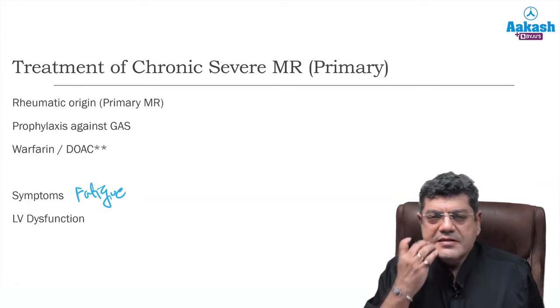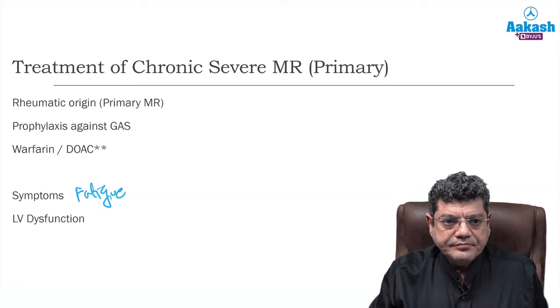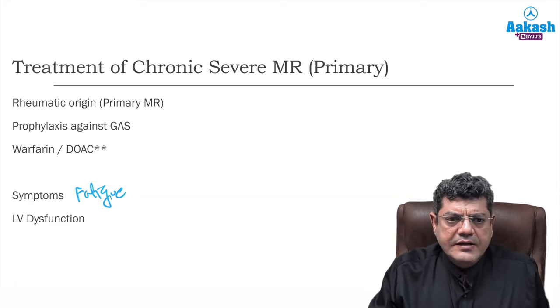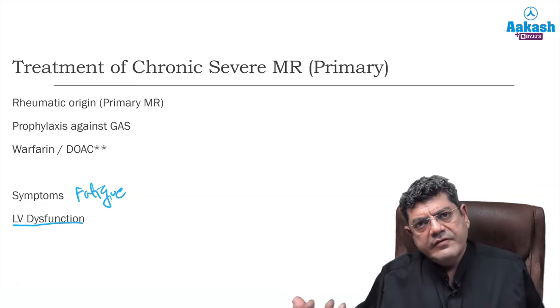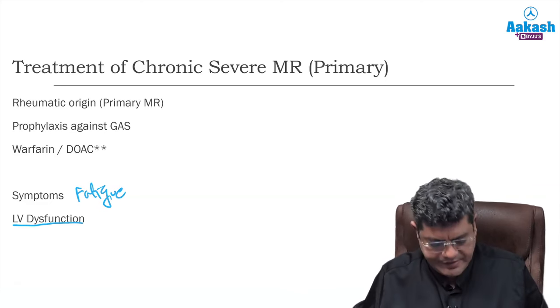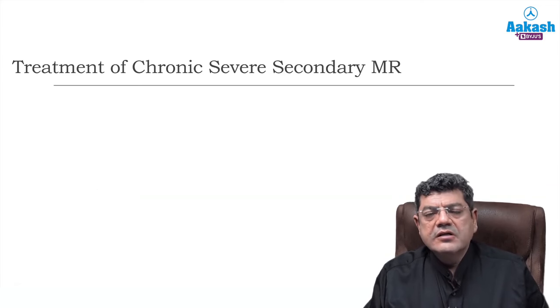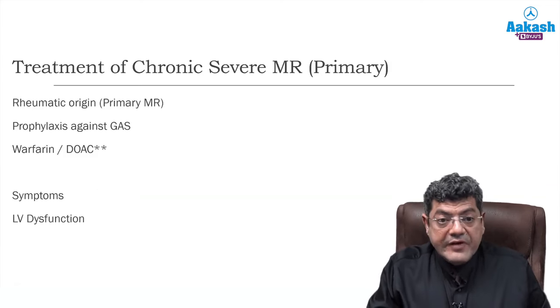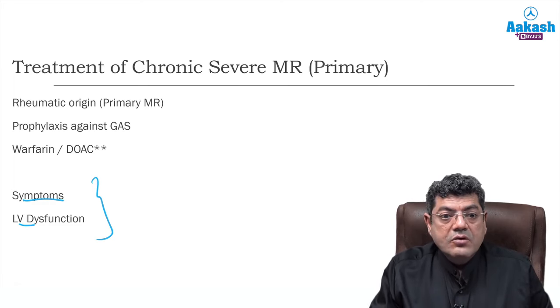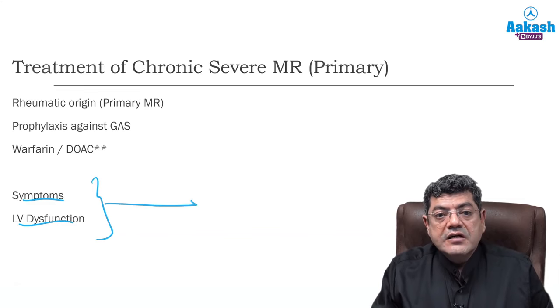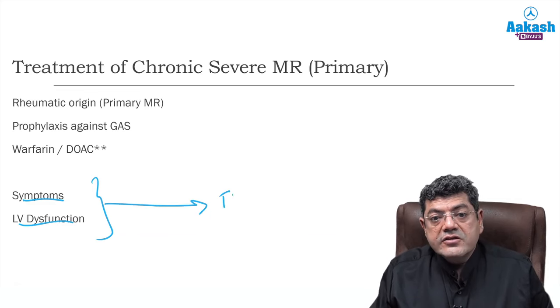When pulmonary hypertension also starts to develop late in the course, right? And features of LV dysfunction. So you might have orthopnea, you might have paroxysmal nocturnal dyspnea, right? And the important thing here is that when these patients either have symptoms or have left ventricular dysfunction, this is an indication for valve repair.